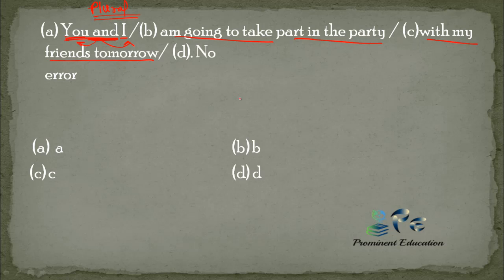Now am is used with only I, which is considered singular. So the verb used should be plural. This statement is wrong. You and I are going to take part in the party would be correct. This part B contains an error. So the answer of this question is part B.